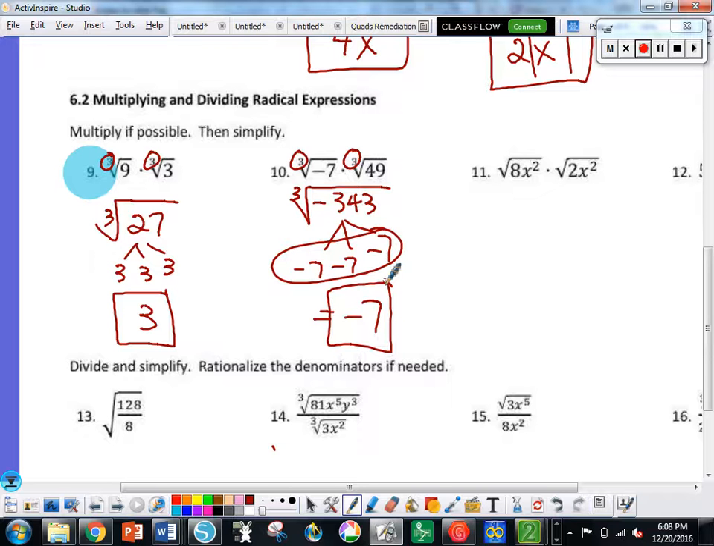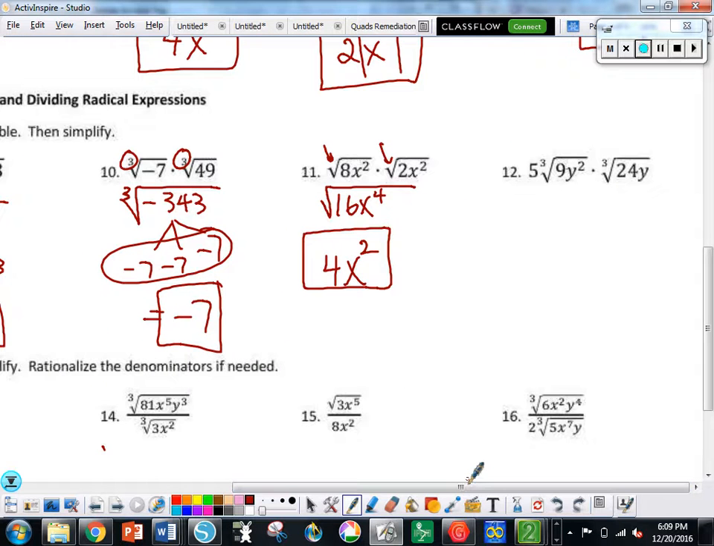Number 11, let's put it underneath the same radical. I've got the square root of 16x to the 4th. Square root of 16 is 4, and then x squared. I care about looking for absolute values here because the index is even, but because the power right here is even, I don't have to worry about the absolute value. Dropping an absolute value when you need one, or putting one in when you don't need one, would cause you to lose full credit on the problem.